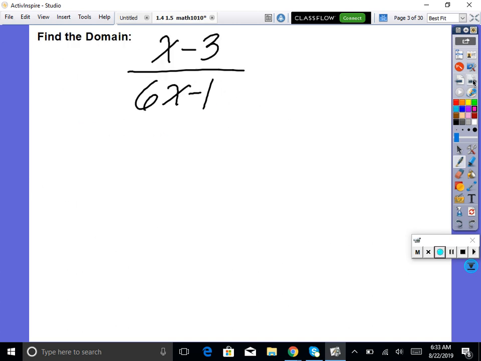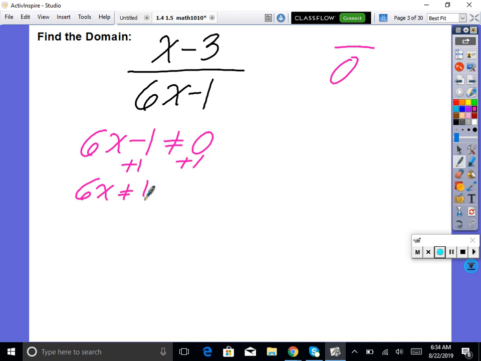All right. Hey, find the domain. So remember, if we're dealing with fractions and there's a variable in the denominator, which means the bottom once again, what would be our truth statement? You can't have a 0 in the bottom, so what's my truth statement to set up? 6x minus 1 can't be 0, so then we would add 1. 6x cannot be 1, divide by 6. X cannot be 1/6.